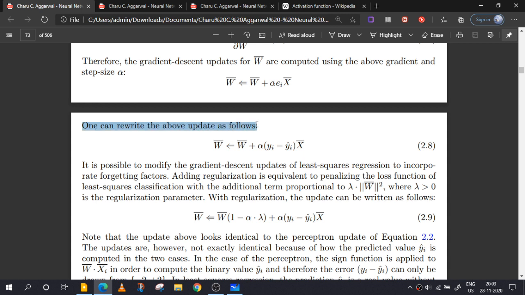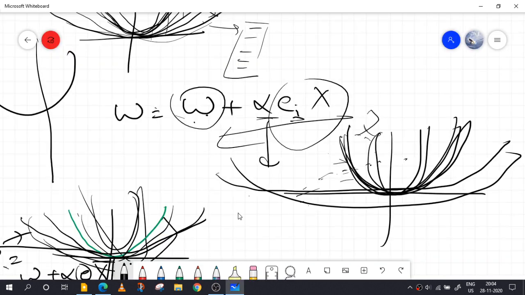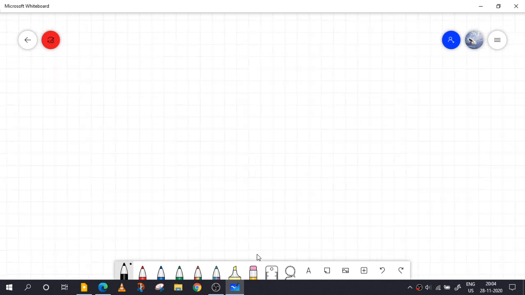One can rewrite the above updates as follows: W is equal to (y minus y hat) times x bar. It is possible to modify the gradient descent updates of least square regression to incorporate forgetting factors. Adding regularization is equivalent to penalizing the loss function of least square with an additional term proportional to lambda times w squared. So to this you're adding a regularization parameter. A regularization parameter is a parameter that you add to this equation so that it doesn't overfit the data.